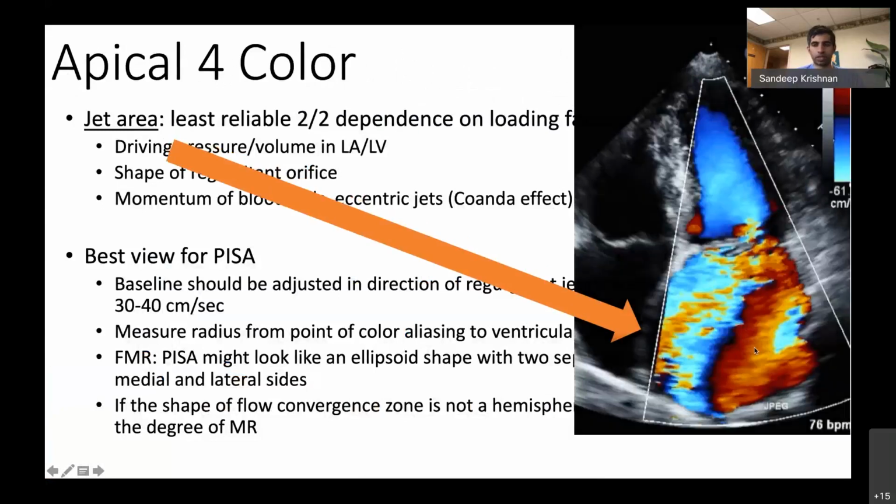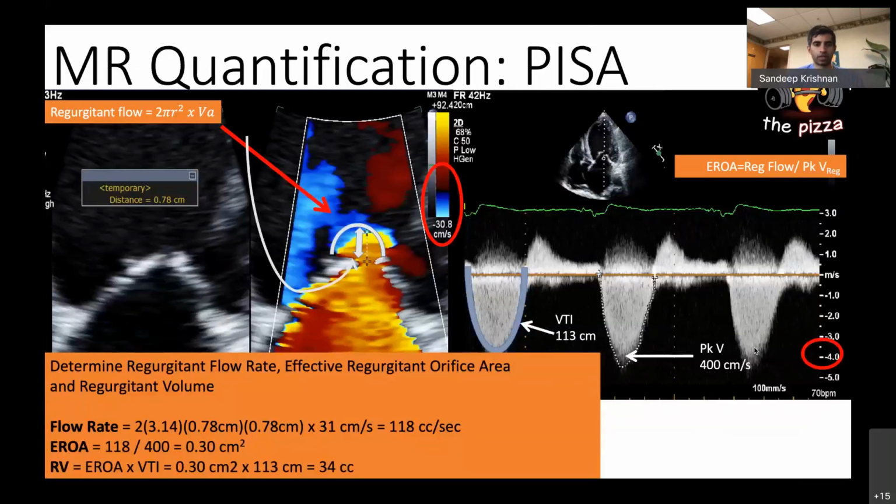This is just demonstrating that jet area. And here's that PISA in a little more detail. Here they're measuring it at 0.8. What we're trying to do when we look at PISA, that's proximal isovelocity surface area, that's a mouthful, but here's what we're trying to calculate essentially. We're trying to determine the effective regurgitant orifice area, the regurgitant volume, and the regurgitant flow rate.